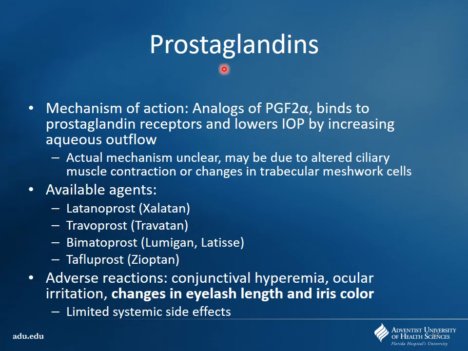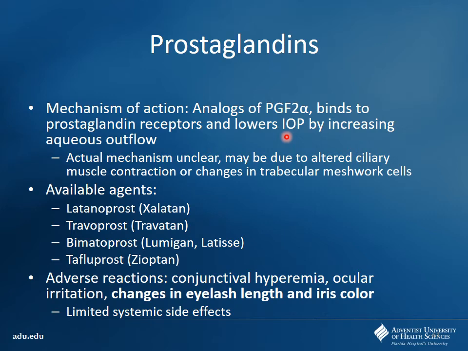So prostaglandins, I like these to be our go-to drugs. Basically, they're going to be trying to mimic the effects of PGF2 alpha, which is an endogenous prostaglandin that we have naturally, and basically trying to increase levels of that. So they bind those prostaglandin receptors and will lower intraocular pressure by trying to increase the outflow of the aqueous humor. Okay, so increased outflow.